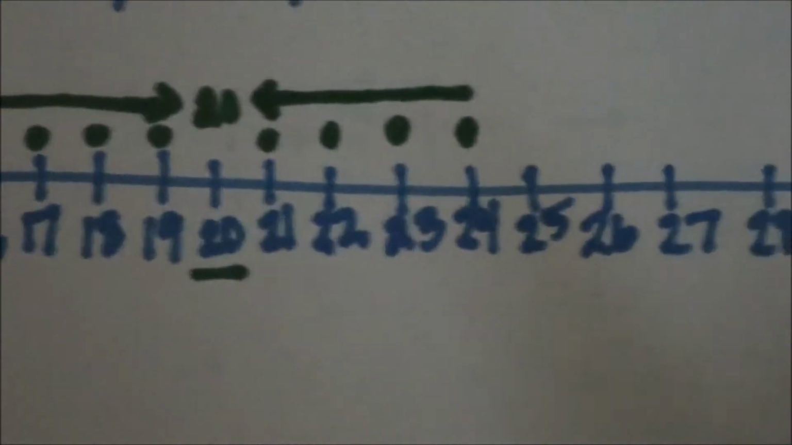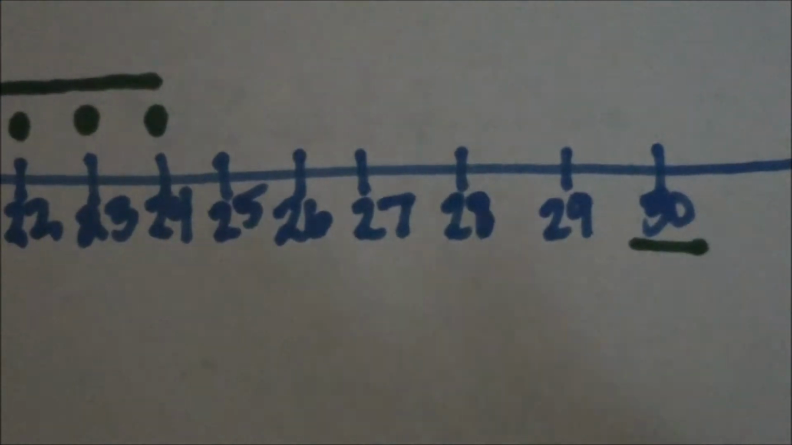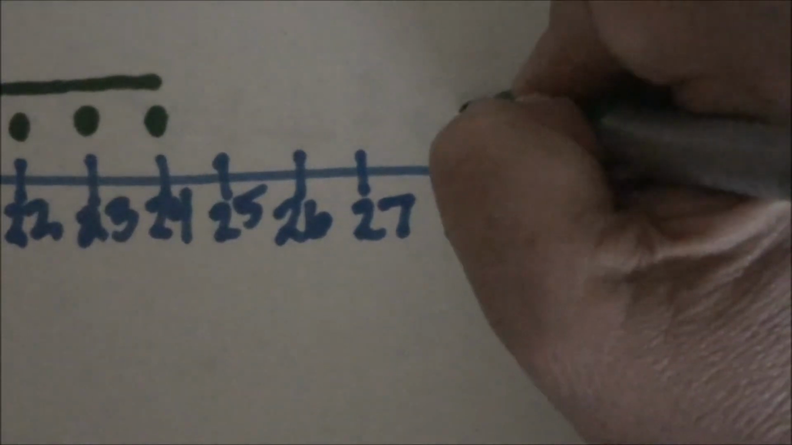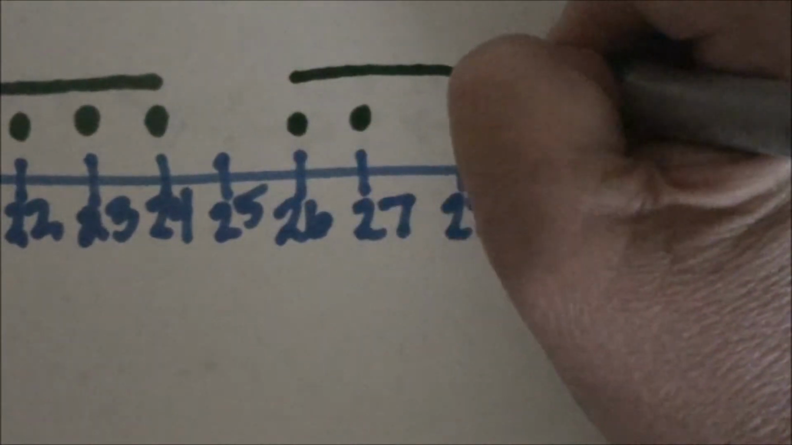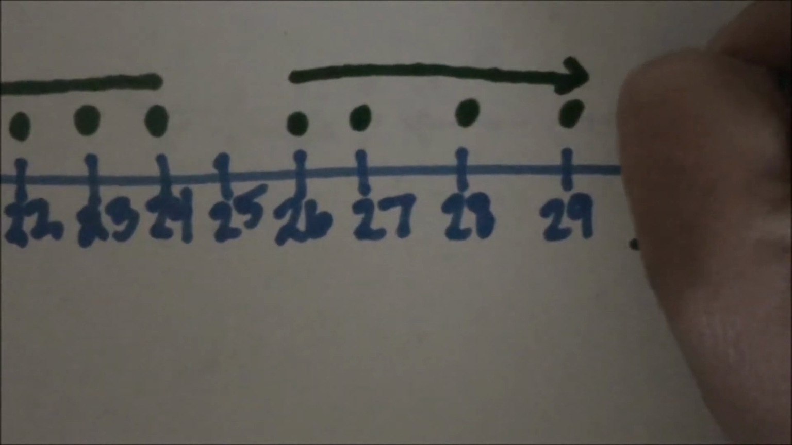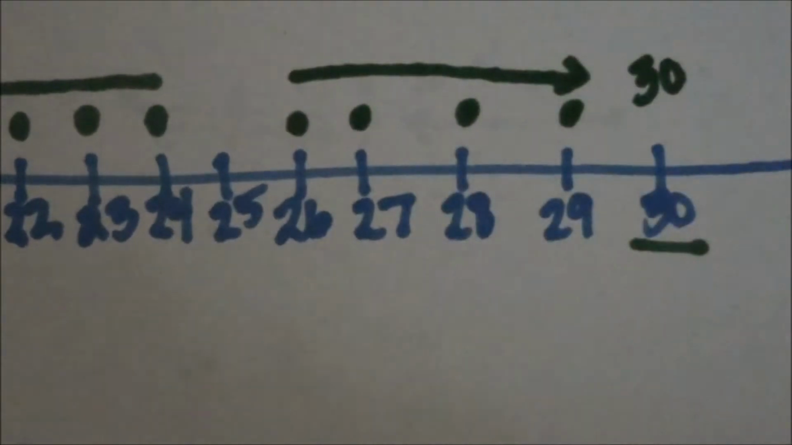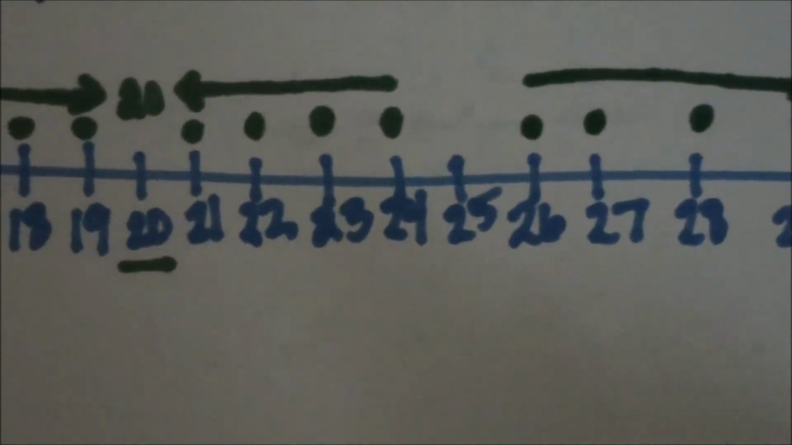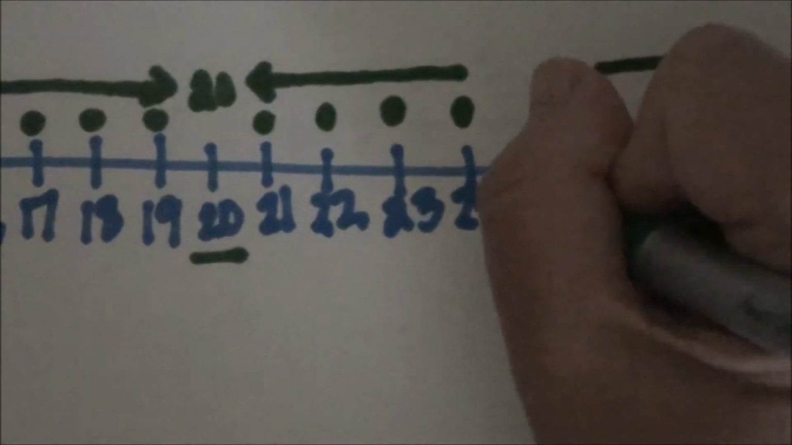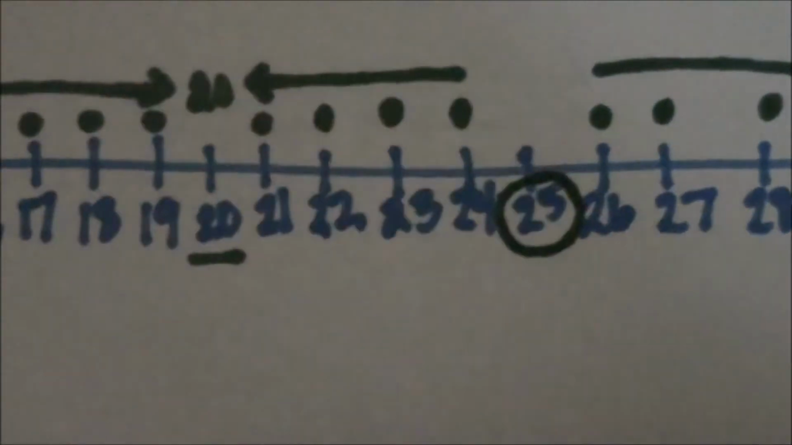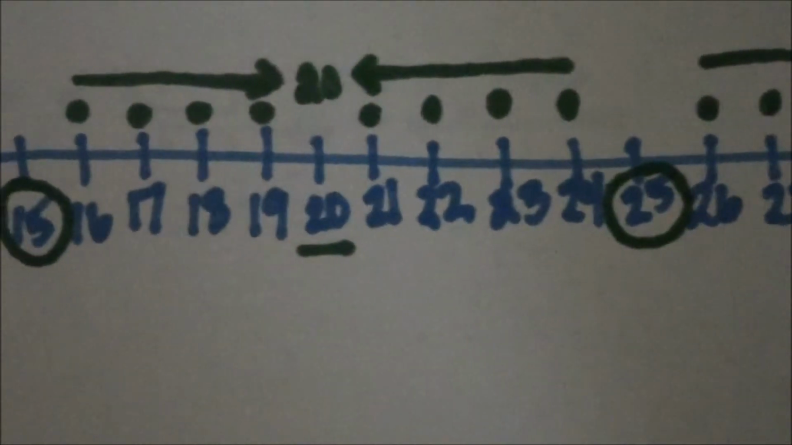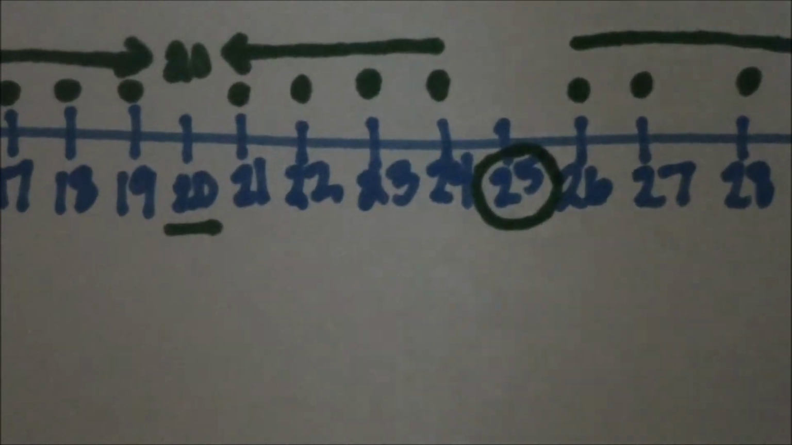Okay, let's go up here and see what's close to 30. Okay, 29 is close to 30, 28 is close to 30, 27 is close to 30, 26 is close to 30. So these numbers will round to 30. Now, I did not identify yet 25 and 15. I'm going to circle these because it's important for the next step.